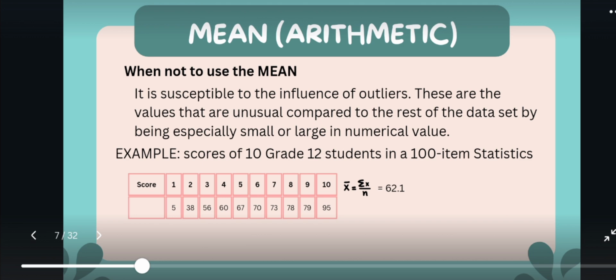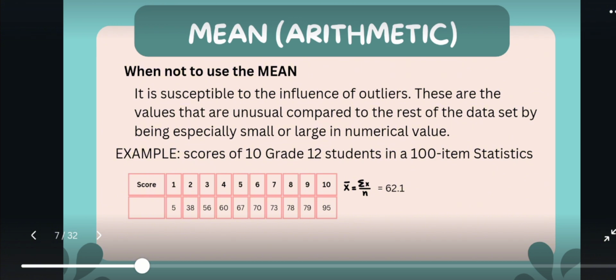Kasi meron siyang disadvantage. Ang possible dyan, it is susceptible to the influence of outliers. Kapag extreme yung mga grades natin, scores natin, sobrang taas o sobrang baba ng scores natin, pwedeng maapektuhan ang grades ni bata or students. So these are the values that are unusual compared to the rest of the data set by being small or large in numerical value. Kaya dapat maging panuri tayo kung ano ba yung dapat natin gamitin on calculating the grades of our student or average or the score of our students.